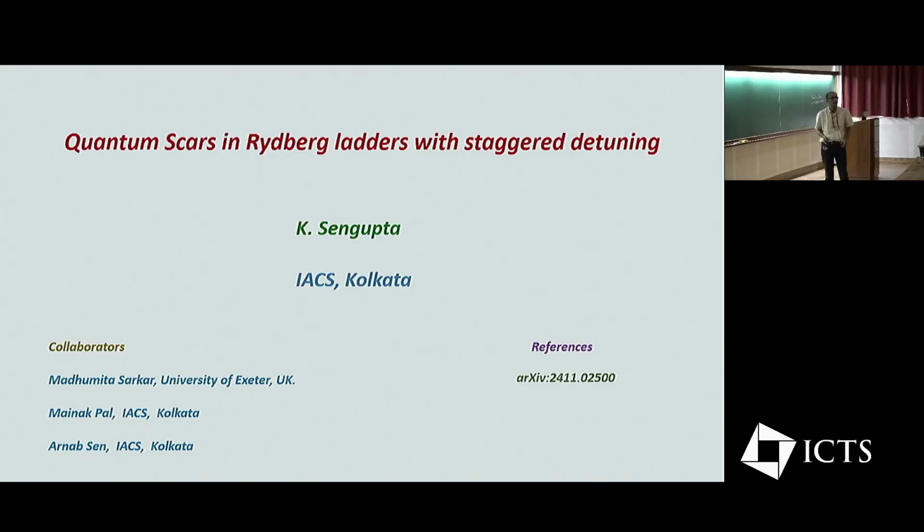To start with, I'm going to talk about some quantum scars in Rydberg ladders with staggered detuning. And in the event that I don't get to finish the entire part of it, let me just tell you the main result. What we found is that these scars are very different from their well-known counterparts in the chain. As you know, in the Rydberg chain, these quantum scars are very well-known and they have been experimentally found. And the idea of this work is to highlight this difference.